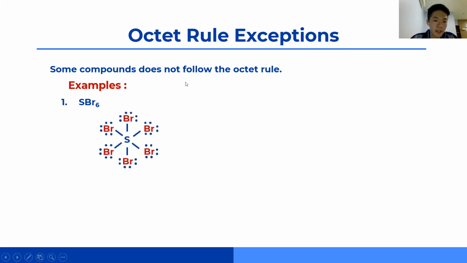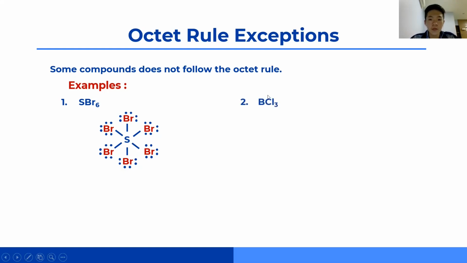We can see that all bromine satisfies the octet rule because there are 1, 2, 3, 4, 5, 6, 7, 8 electrons. However, sulfur does not follow the octet rule. You can see that sulfur has valence electrons of 1, 2, 3, 4, 5, 6, 7, 8, 9, 10, 11, and 12 electrons. So sulfur does not follow the octet rule.